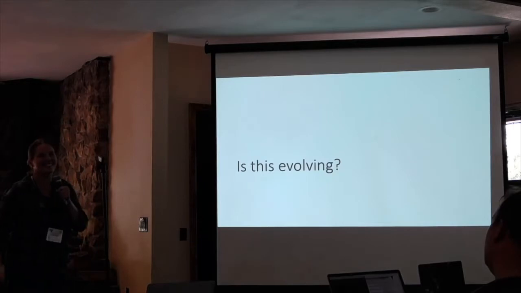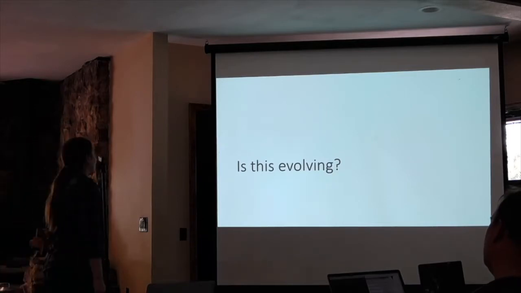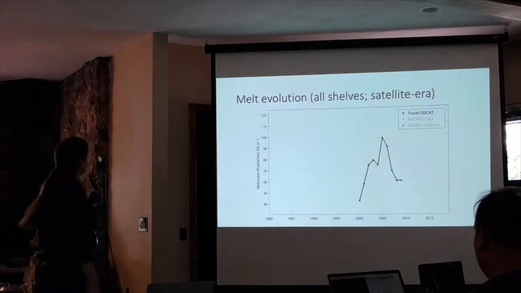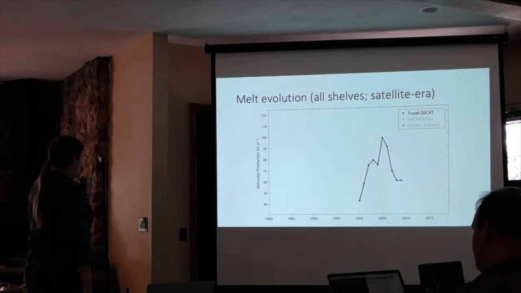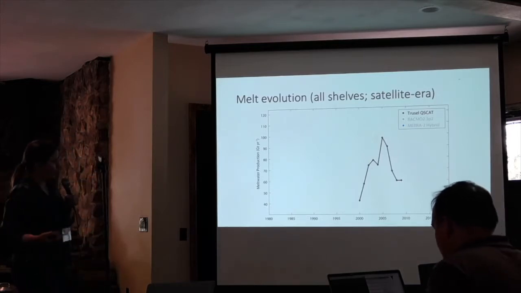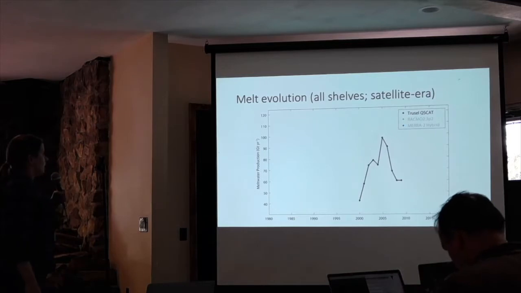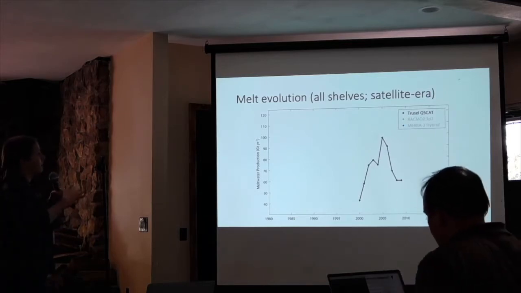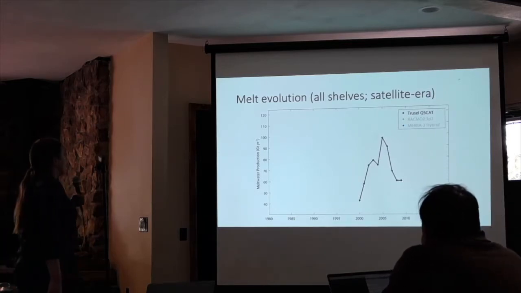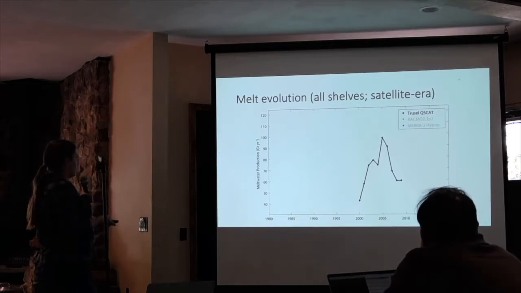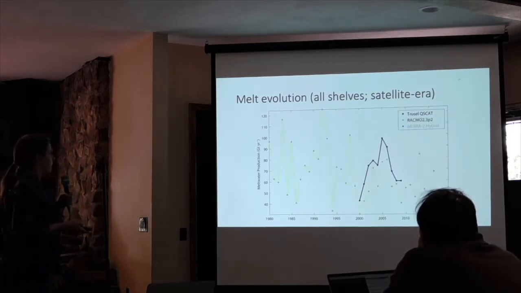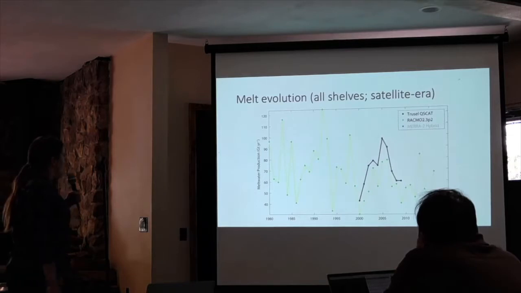So the question is, is this evolving? Because that's kind of the key important question. If we look at meltwater production from 1980 to present, this is for all of Antarctic ice shelves, I should say. This is Luke's QuikSCAT data. Ooh, I hope you can see that. I don't mean to blind you.